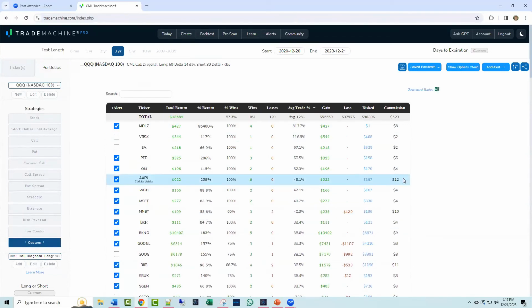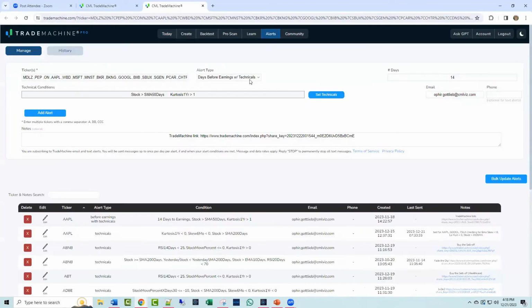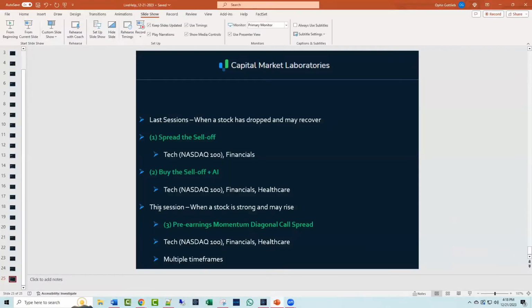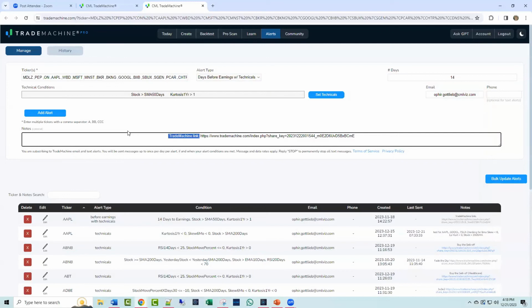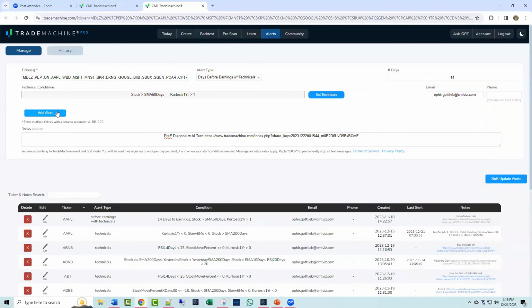Now, if I want to know when it's 14 days before earnings, and whatever technical conditions this trade has are satisfied, and I don't want to just keep staring at my screen, I go to add alert. It's going to take those tickers automatically. It's days before earnings with technicals. The technicals are that the stock is above the 50-day moving average. Remember, I said on the slideshow, we wanted when a stock is strong and may rise more. If a stock is above the 50-day, I consider the stock to have strength, roughly speaking. I'm going to give myself a note and say pre-earnings diagonal with AI. But this time I'm going to tell myself which sector it is. This is tech. And all I have to do is click add alert.